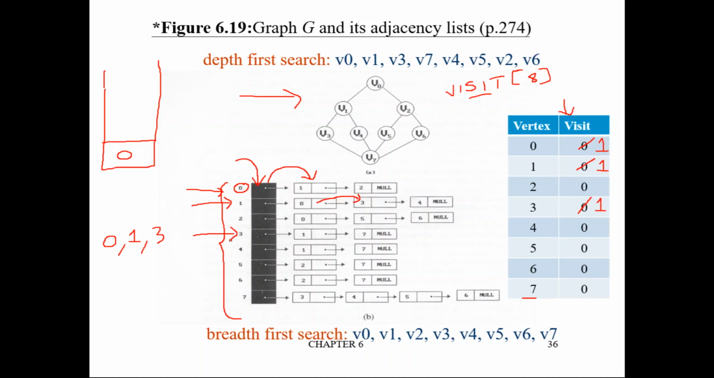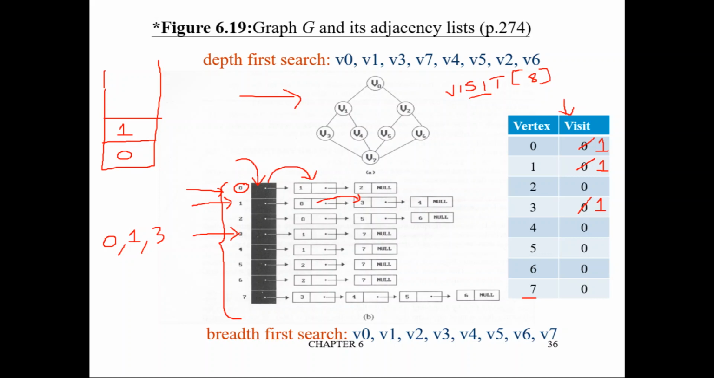But before jumping, you should push this particular vertex. From which vertex are you jumping? Currently you are in which vertex? 1. So this entry corresponds to 1. In 1 only, all these linked list nodes are there. So push 1 into the stack and then jump to vertex 3.